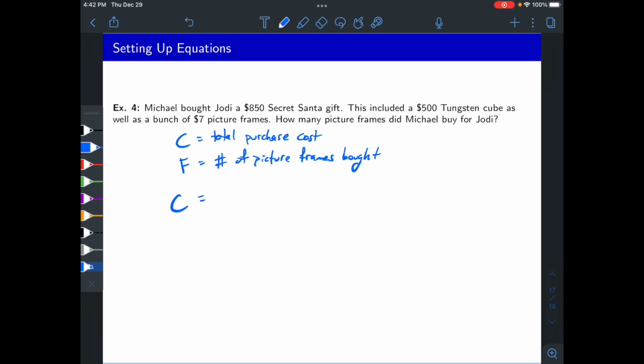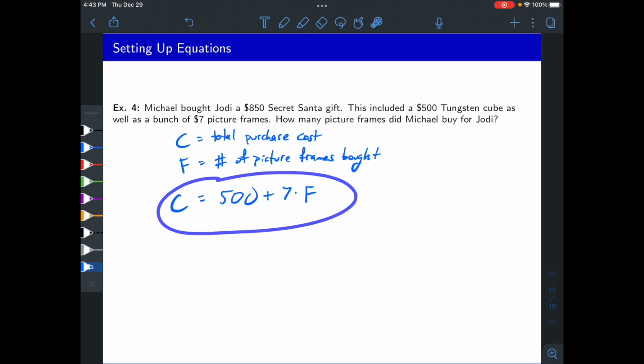So we can say what the total cost of the purchase is going to be. It starts off with $500 flat, like he just bought a single one of these cubes. And then if he's buying a bunch of picture frames at $7 per picture frame, that price is going to increase by $7 for every picture frame. So if there's 2 picture frames, it'll be going up by 7 times 2. If there's 10 picture frames, it'll go up by 7 times 10. And if there's F picture frames, it'll go up by 7 times F. So this would be an equation that we can set up to solve this problem.